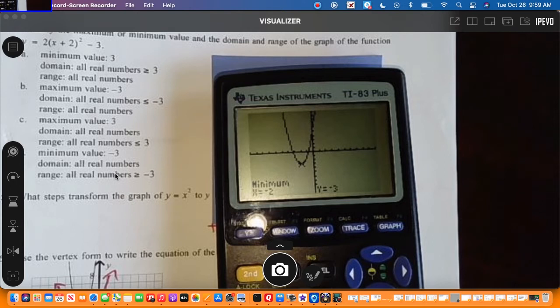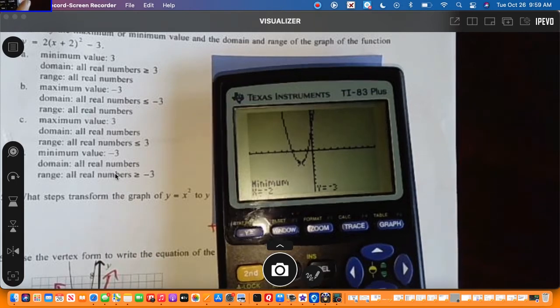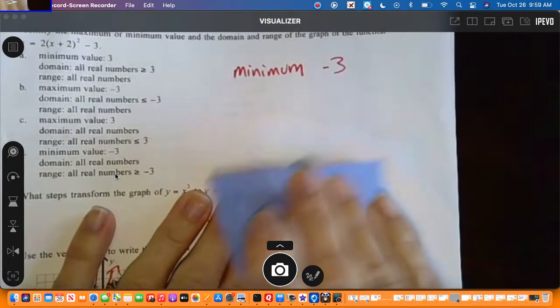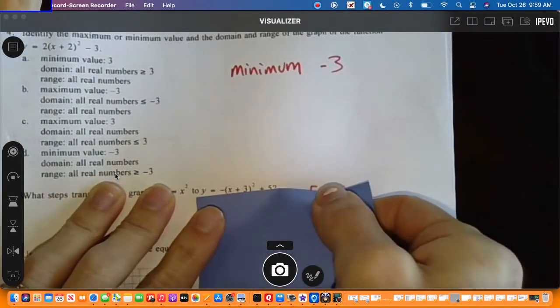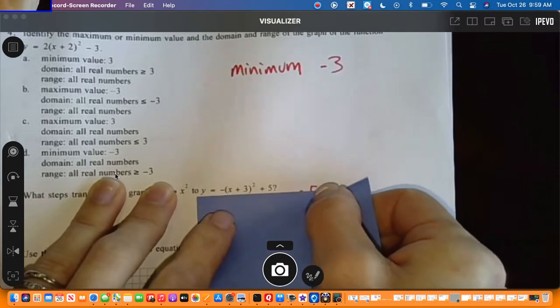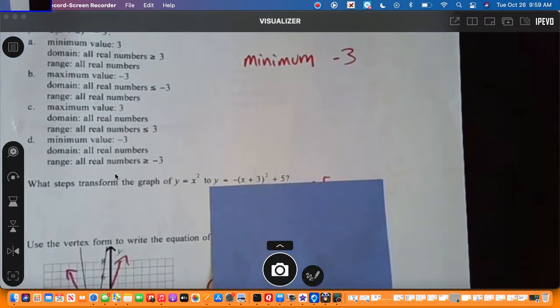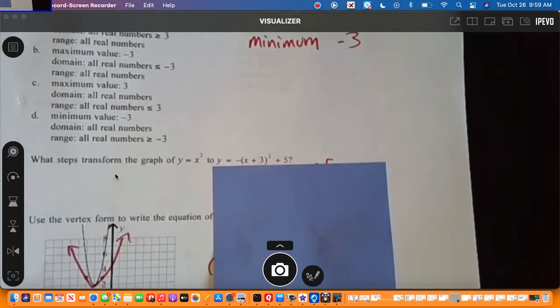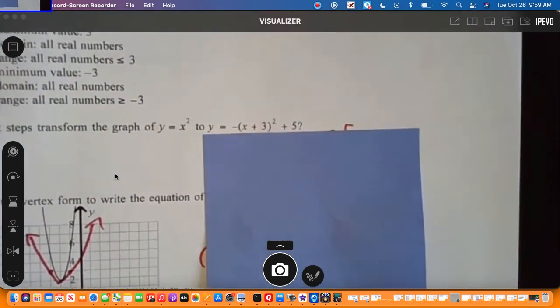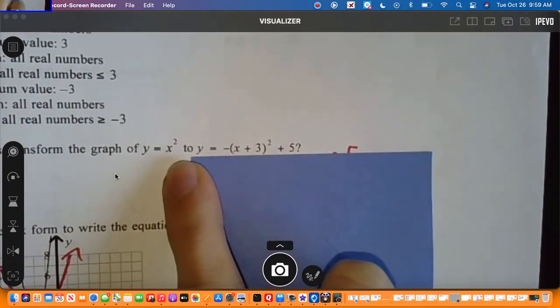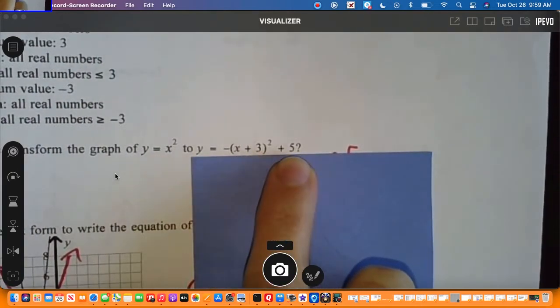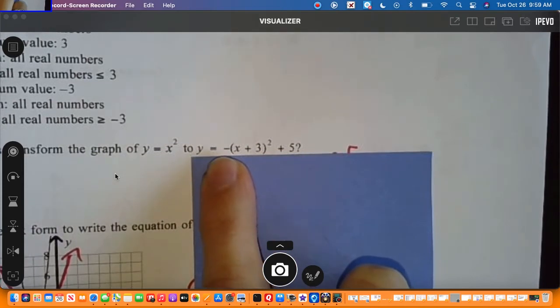Okay? All right. I think this is the only one I may struggle with. Now, this one, I'm trying to hide the answers. What steps transform that graph? What all has happened? Can y'all see it on that graph? This one right here. What all did we do to go from the original? Left 3, up 5, and you flipped it. It goes down. Okay, do y'all understand that?